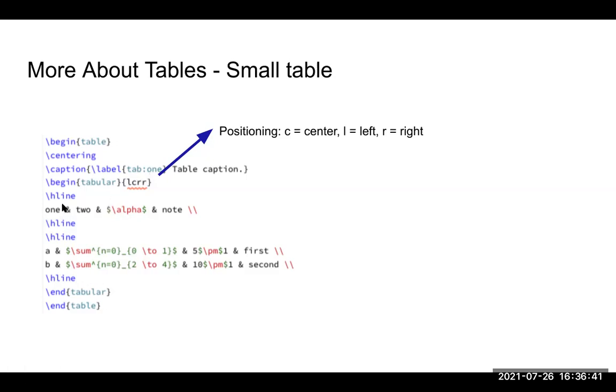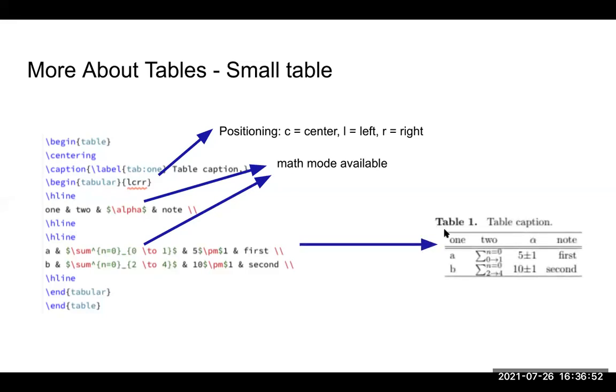And typically we use backslash hline to define this line here. I will just show you the output, that will be easier to explain. So that's the hline, horizontal line, the first horizontal line. And typically you want to define the parameters in the top row. So in between, this is where you define the parameters. If you notice one, two, and alpha, remember to put the dollar sign to force it to math mode.